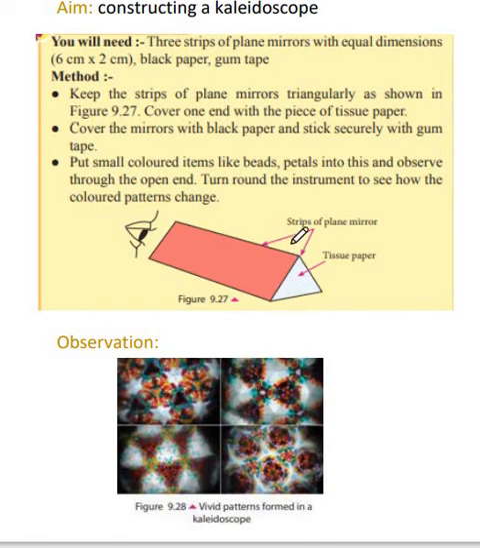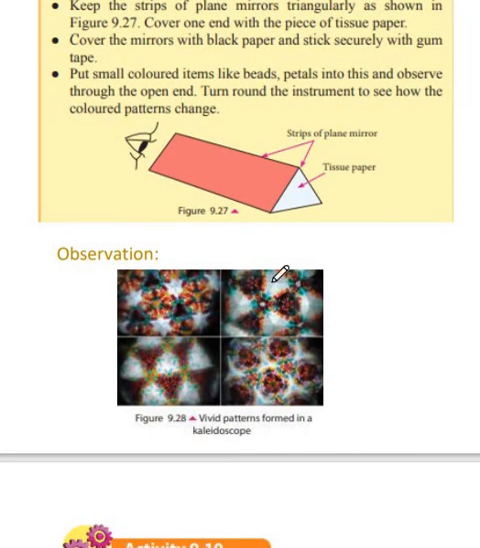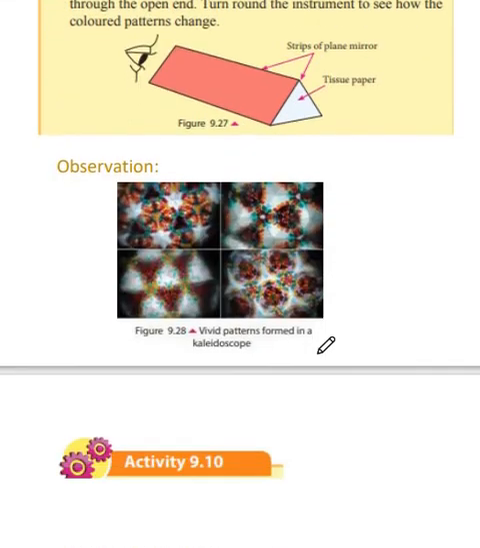Then you're covering this end with a tissue paper. Okay guys, this end with a tissue paper, one end. And then we are going to cover all the mirrors using some black paper and stick them together with some gum tape. You can use other tape also if you don't have an option, but it's better to use gum tape. Then we are going to put some beads, pebbles and stuff into this thing and observe it. You will be able to observe such vivid, such beautiful, such creative patterns in the kaleidoscope.